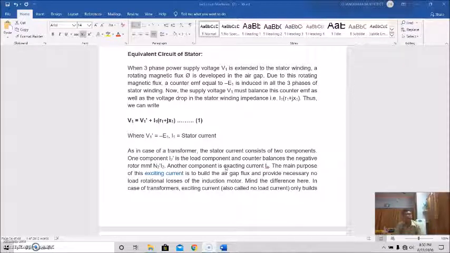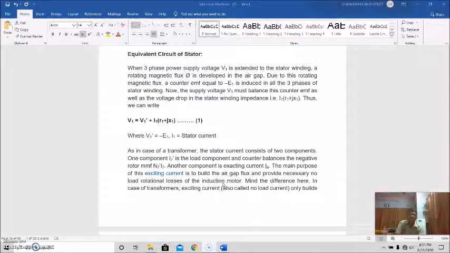If the stator winding impedance is R1 plus jX1, where R1 is the resistance per phase of the stator winding and X1 is the reactance per phase of the stator winding, then I1 times (R1 plus jX1) will be the stator winding impedance drop. So we can write the supply voltage V1 equals V1 prime plus I1 times (R1 plus jX1). The second part of this equation 1 is the stator winding impedance drop, and V1 prime is the counter EMF developed in the stator winding. So V1 prime should be equal to minus E1, and I1 is the stator current.